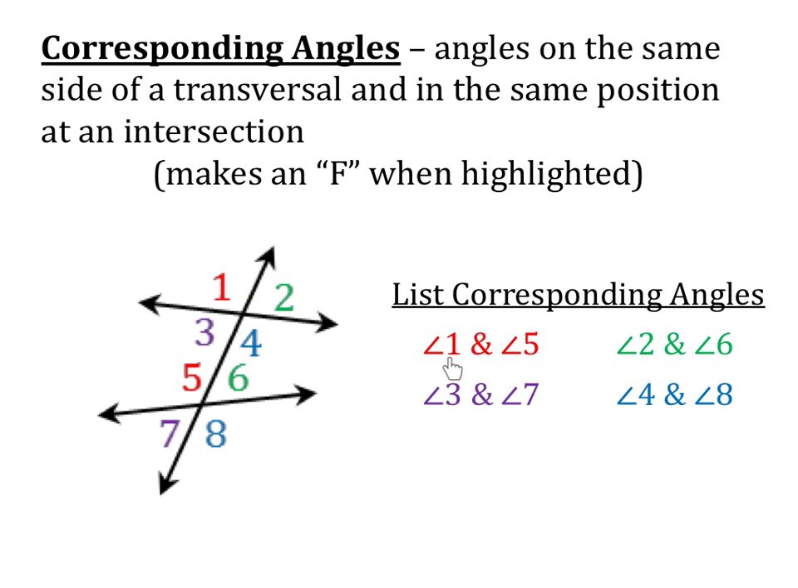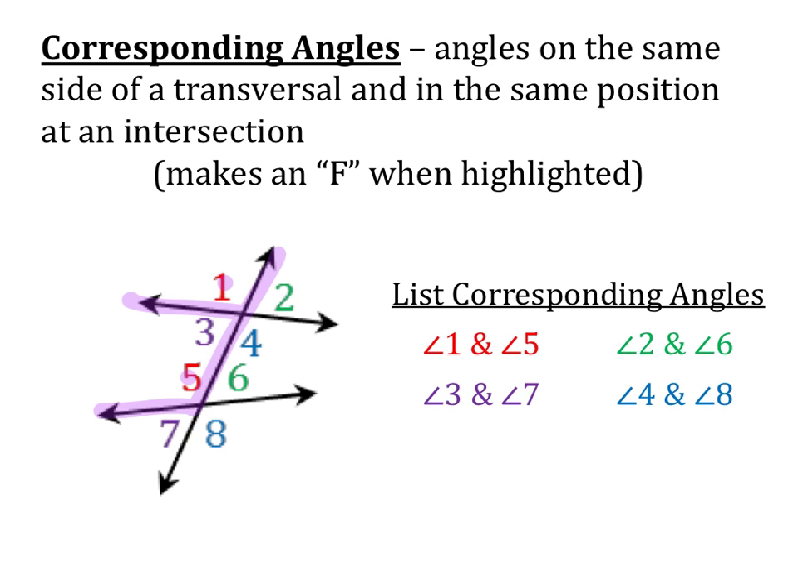So in our list of corresponding angle pairs, we've got angle 1 and angle 5. Notice they're highlighted in red. The F that I can make is upside down with the 2 angles. So you've got angle 1 and angle 5, there's your F. You can also identify angles 3 and 7.